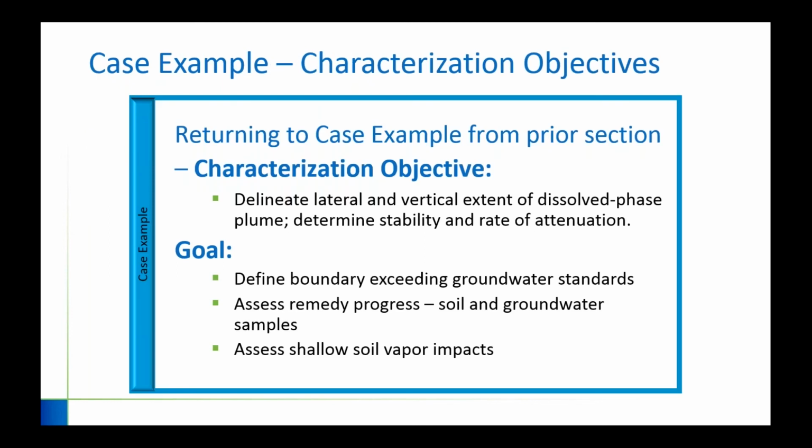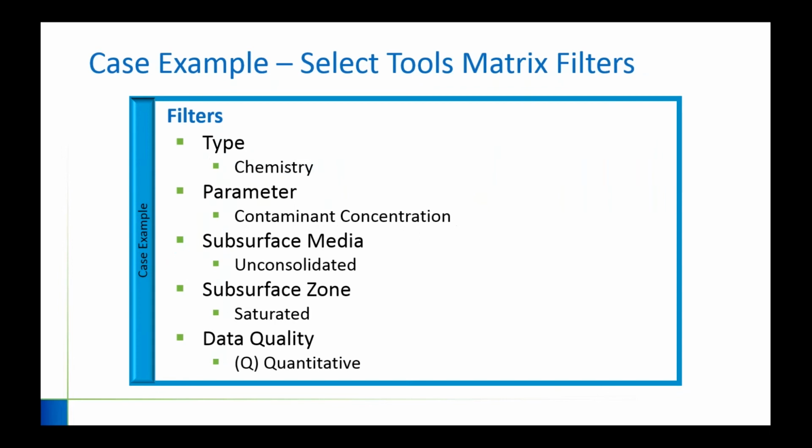So back to our example that we talked about this morning, the dry cleaner site. If we remember, there was a characterization objective of delineating the lateral and vertical extent using samples at specified intervals for groundwater and soil. And then there was also the evaluation of the soil vapor. So if you were to use the tools table for that situation, you pick chemistry, contaminant concentration from that box, and so on, you get this list, which is a pretty long list of the kind of things you, of course, would expect.